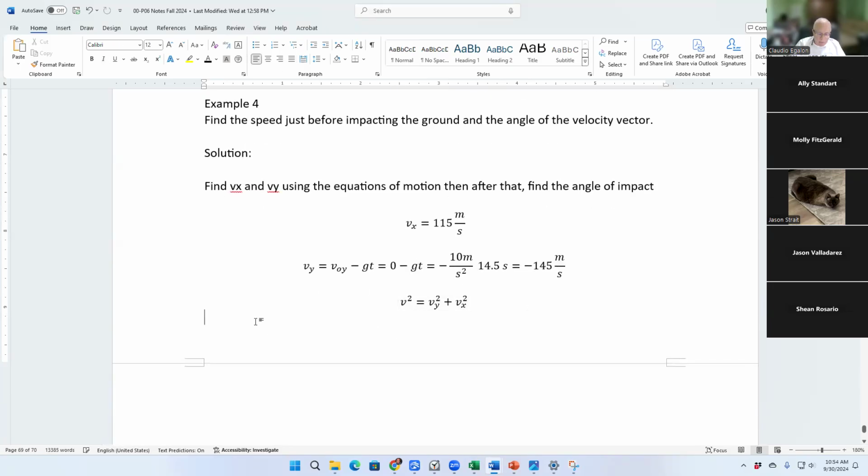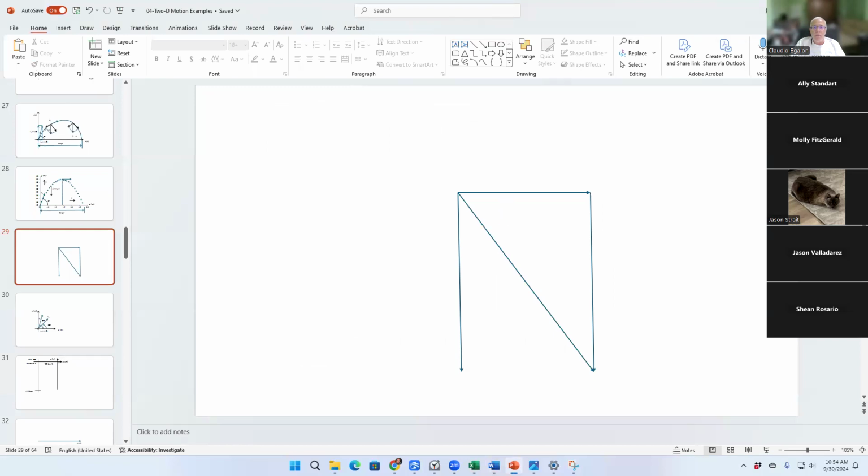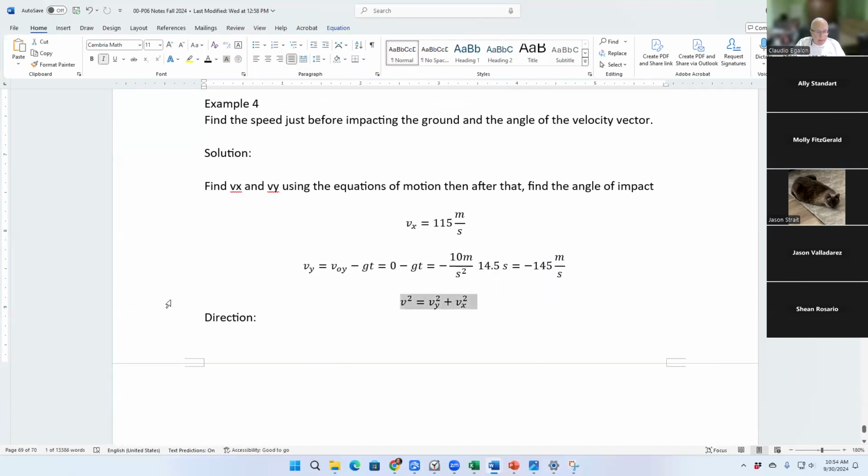And then to find the direction, it's the theta angle going back here to this drawing, right? This angle theta, tangent of theta. I prefer to do the tangent. He's doing that with the cosine. Tangent of theta is Vy over Vx, like that, right? And then you solve for theta.